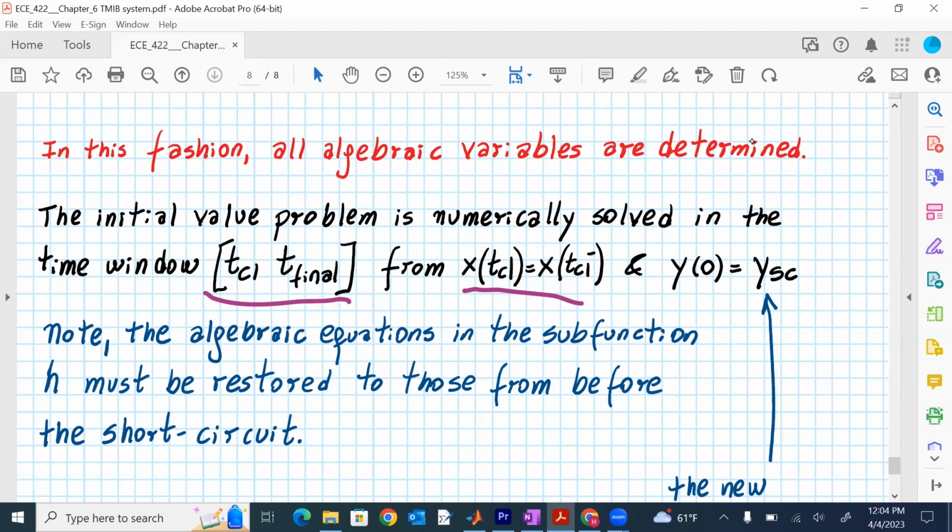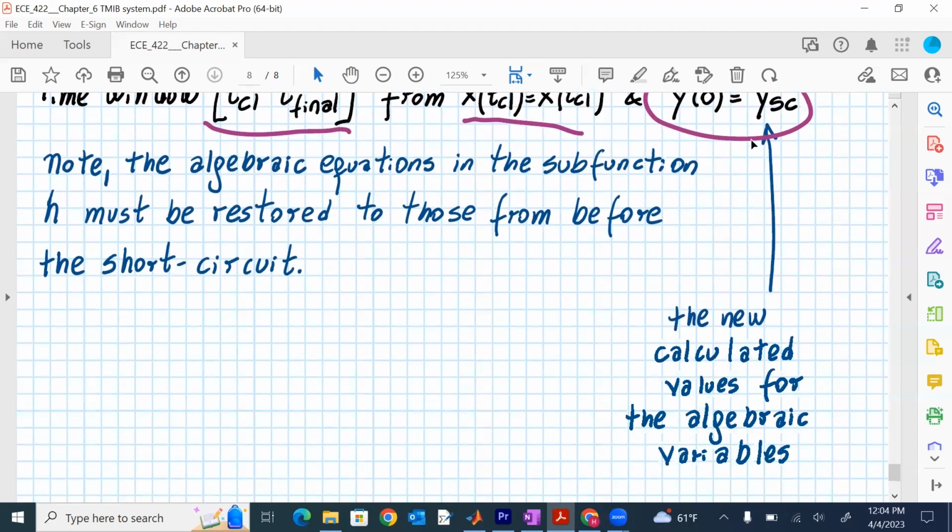And the initial point for the state variables will be the same values we have at the last moment before we clear the fault. And for the algebraic variables, it will be these new values we have determined. Note that as the fault has been cleared, the algebraic equations must be restored to those that we had before the short circuit. I have already included all these calculations in our code, and this code has been uploaded to Canvas. So we will run some simulations right now.